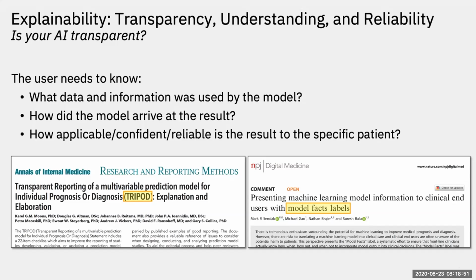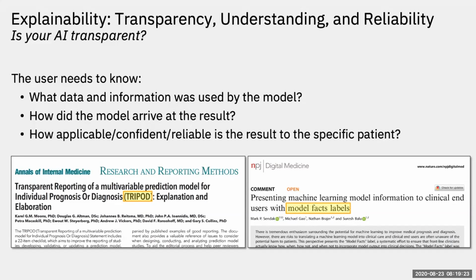First, we look at explainability, which includes aspects of transparency, understanding, and reliability. The question that needs to be answered here is, is your AI transparent? More specifically, the user needs to know what data and information was used by the model. How did the model arrive at the result? How applicable, confident, and reliable is the result to a specific patient of interest?